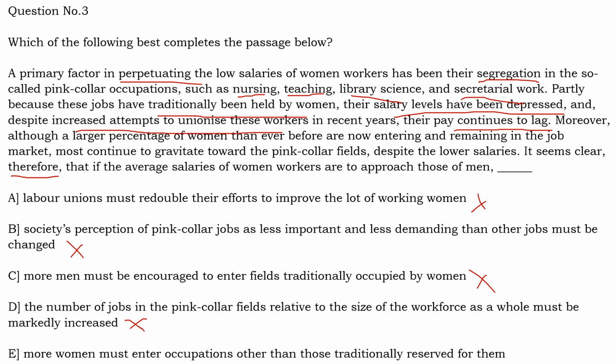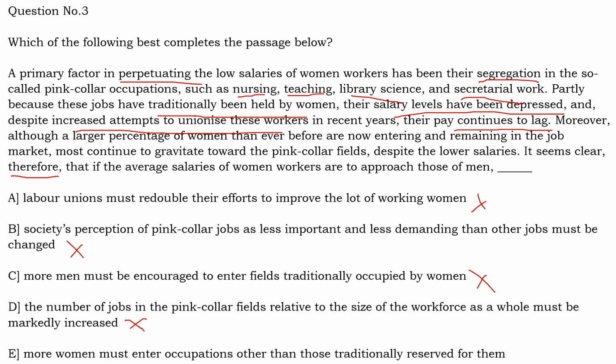Option E. It says that more women must enter occupations other than those traditionally reserved for them. So it says that women should go for other fields than the pink collar jobs into which they are naturally going. That is why the penultimate sentence is important. It says that moreover, even though there are problems like women traditionally holding pink collar jobs, and there have been attempts to unionize them, still the pay is not increasing. And moreover, this is another important fact: a large percentage of women entering the workforce are naturally going towards the pink collar jobs, even though they have lower salary.